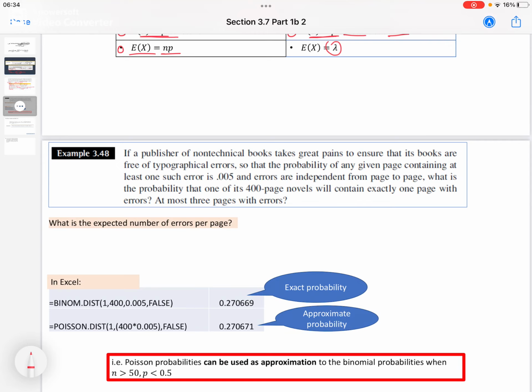Now, example 3.48 says, a publisher of non-technical books takes great pains to ensure that its books are free of typographical errors, so that the probability of any given page containing at least one such error is 0.005, and errors are independent from page to page. What is the probability then that one of its 400-page novels will contain exactly one page with errors? Or what is the probability that at most 3 pages will contain errors?